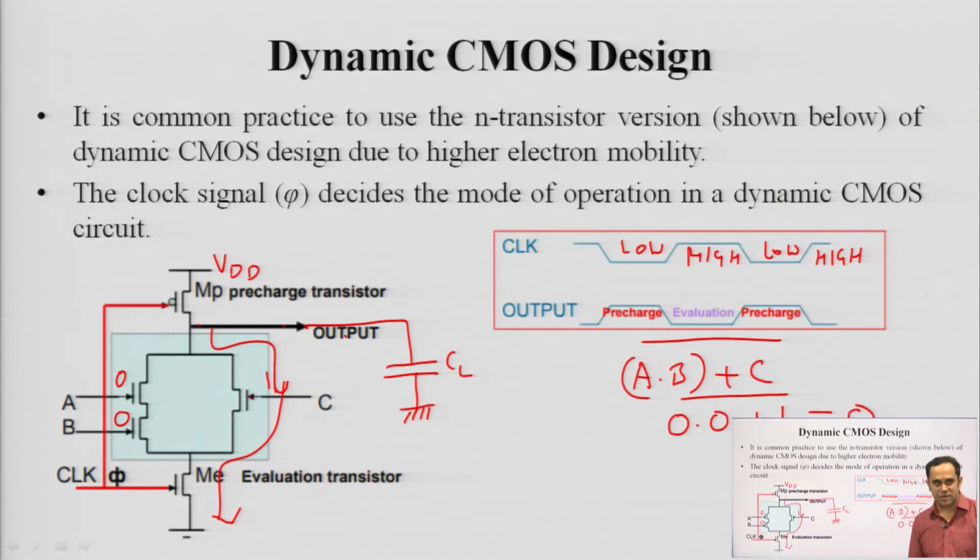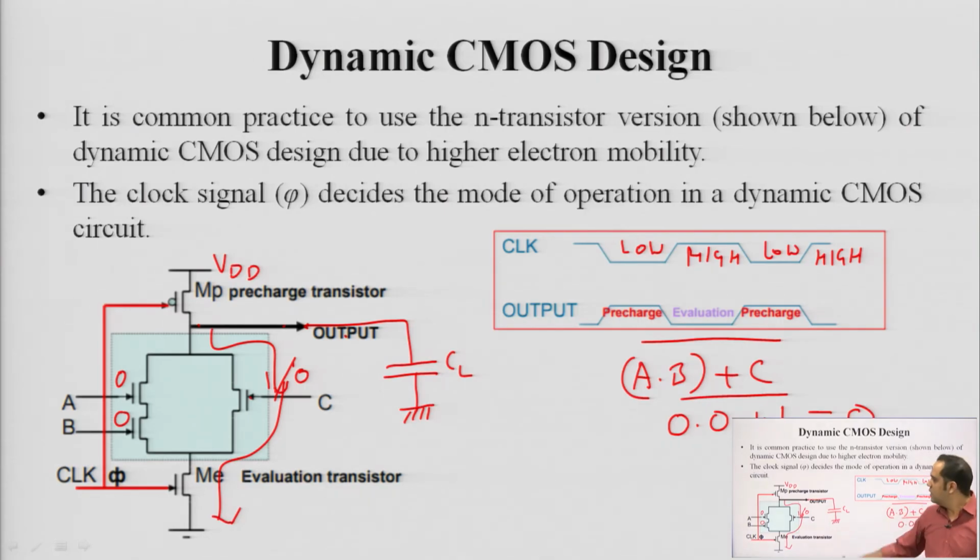This is the evaluation phase, but now suppose that C instead of being 1 is equal to 0. Even though this evaluation transistor is on, between CL output and ground there is no path possible, because this is high resistance, this is high resistance, this is an open switch, this is an open switch. So, the output has no path to go to ground, or the load capacitor can never discharge, and in this logic operation when all three inputs are 0, I should be getting a 1 at the output. So, this is how, when clock is high, the dynamic CMOS logic circuit is doing its evaluation part.